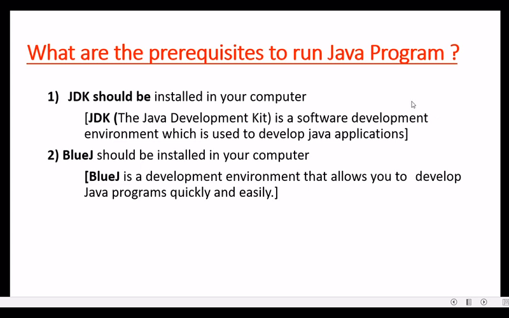So you know that to run a Java program we need two software in our computer. The first software is JDK. That must be installed in your computer. And you will ask what is JDK? Actually JDK, its full form is Java Development Kit. It is a software development environment which is used to develop Java applications. This JDK was developed by Sun Microsystems.